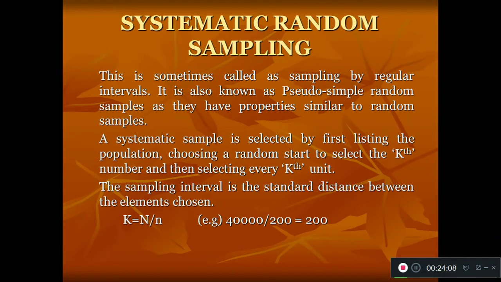So in the list, the first sample will be number 200. The second sample will be number 400. The third sample will be number 600. Like that it goes.